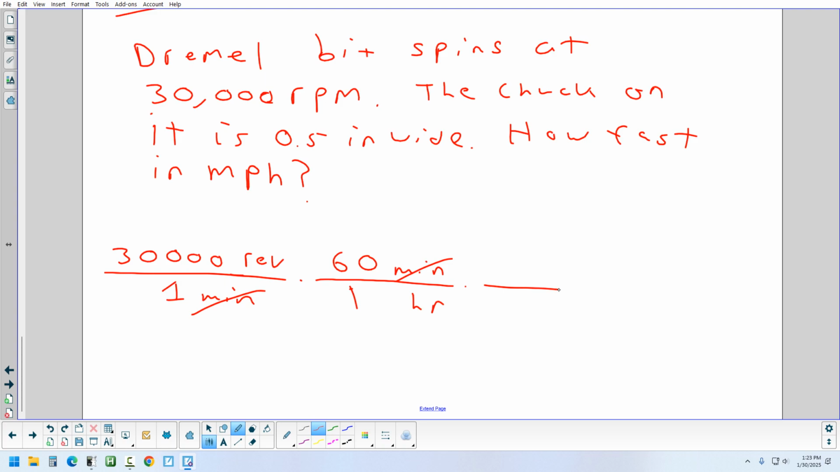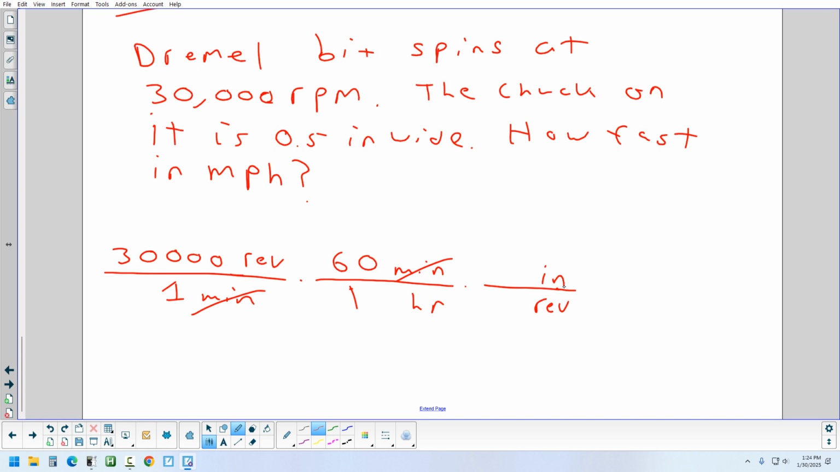But we can go to inches right away. Where would revolutions go so I cancel it out? Bottom. Goes in the bottom, and you write 0.5 inches, and I can put inches in the top. Okay, how many inches in a revolution? Well, that's the width of the tip of the Dremel, like the bit. We don't know that. We're talking about if the bit was on the ground and it rolled one time, how long would it roll for? So we need to find the circumference of the bit.